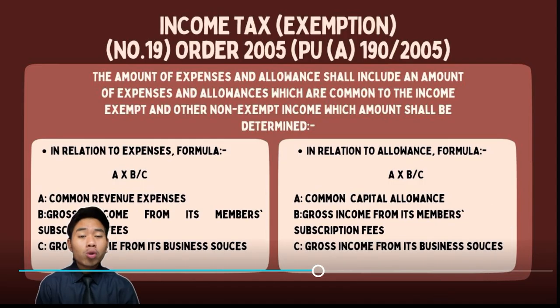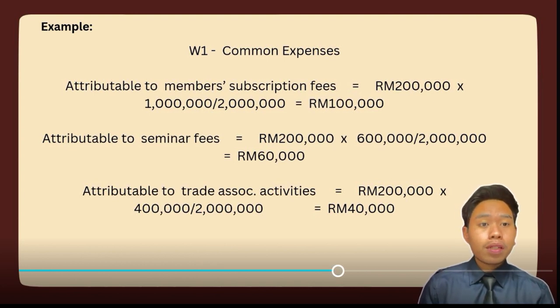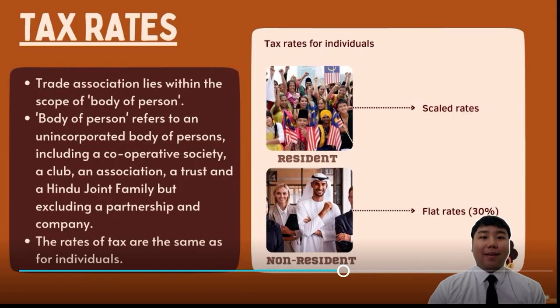Besides that, the allowance formula is A times B divided by C. A is common capital allowance, B is gross income from its member subscription fees, and C is gross income from its business sources. This is our example in relation to common expenses, and this is an example for common capital allowance.